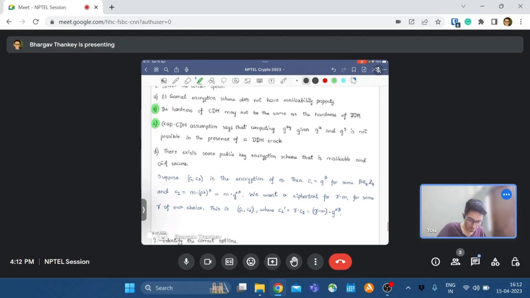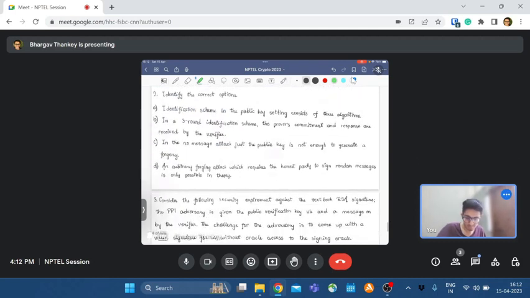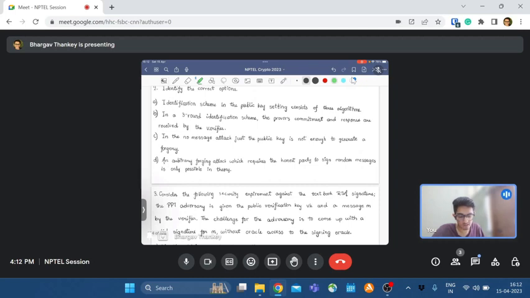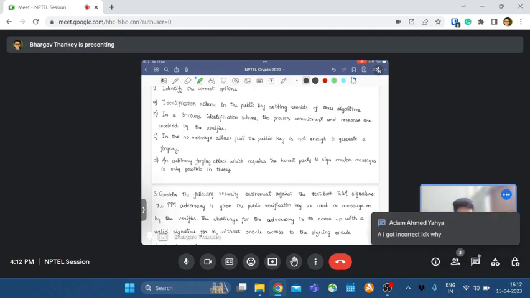Now let's look at the next problem. The next problem is identify the correct options. Option A is identification scheme in the public key setting consists of three algorithms. Option B is in a three-round identification scheme, the prover's commitment and response are received by the verifier. Option C is in the no message attack, just the public key is not enough to generate a forgery.